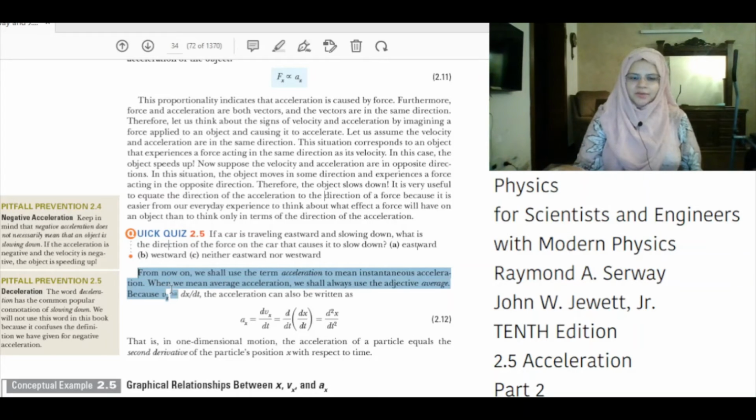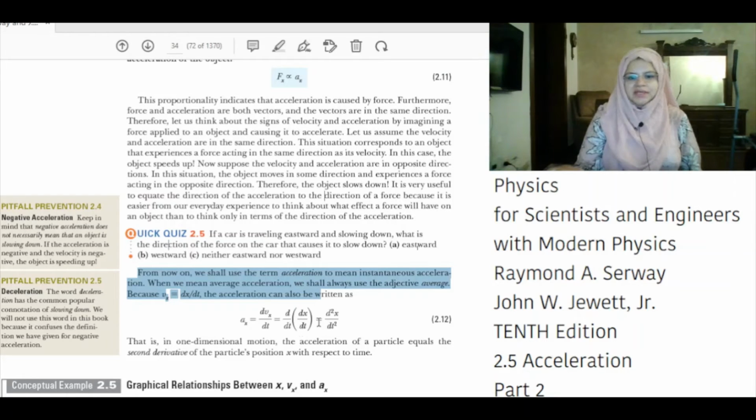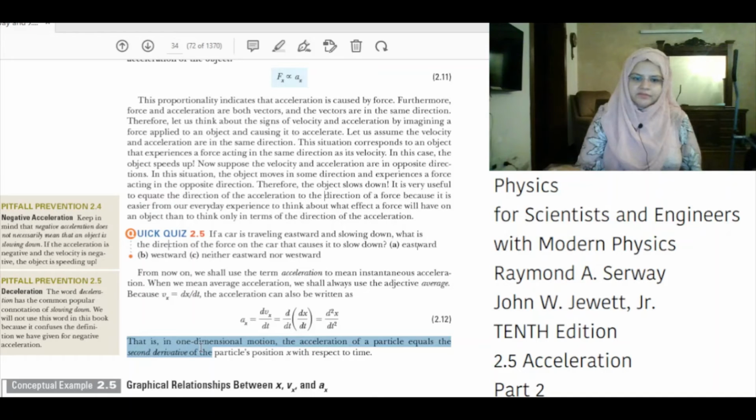Because Vx is equal to dx over dt, the acceleration can be written as ax is equal to dvx over dt. We know Vx is equal to dx over dt, therefore ax is equal to d over dt of dx over dt, which is equal to d square x over dt square. That is, in one-dimensional motion, the acceleration of the particle equals the second derivative of the particle's position x with respect to time.